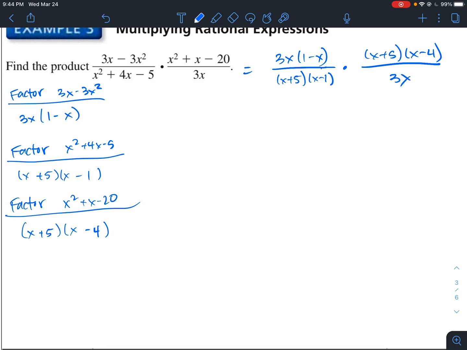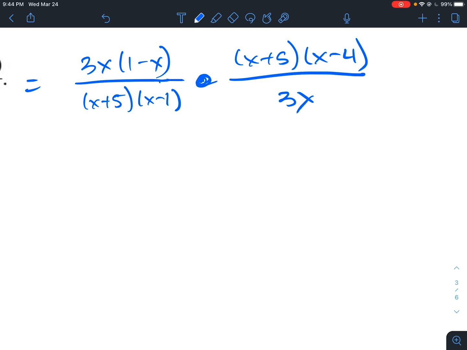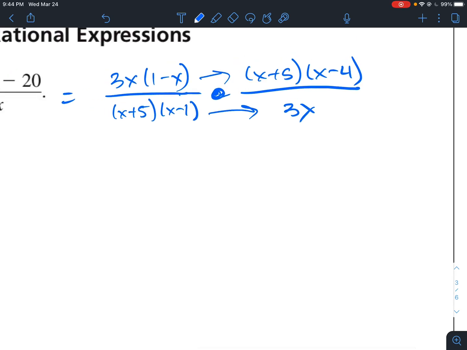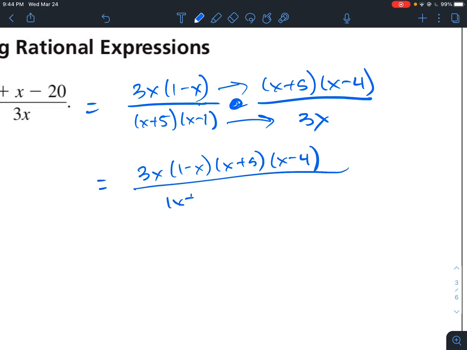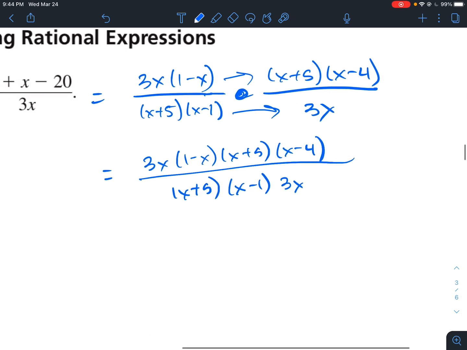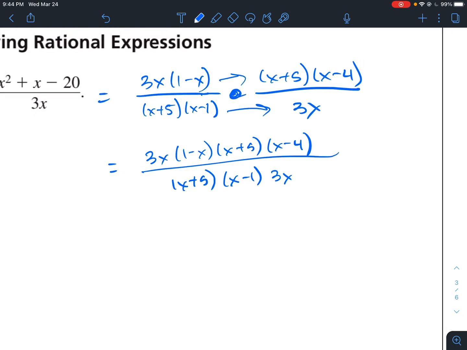Now when we multiply these together, we can just multiply straight across, which really is just going to be another big polynomial. So 3x times by 1 minus x times by x plus 5 times by x minus 4 divided by x plus 5 times by x minus 1 times by 3x. Okay, so let's see what we can cancel out.